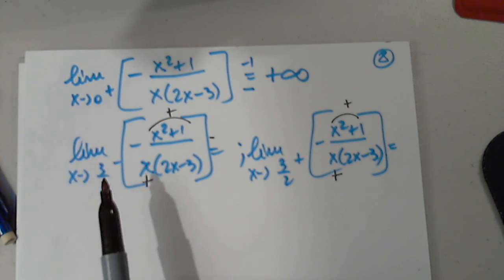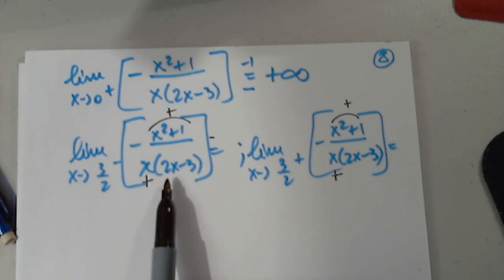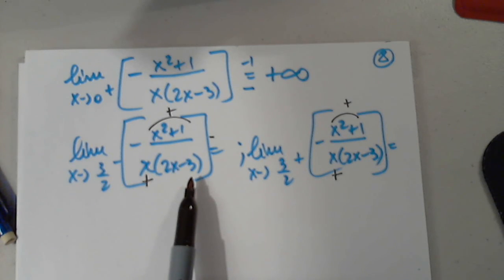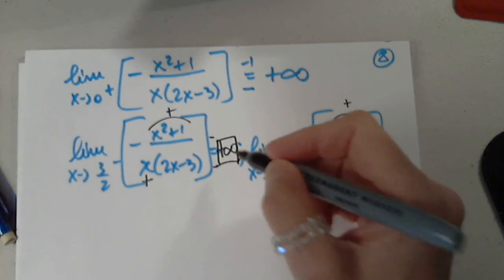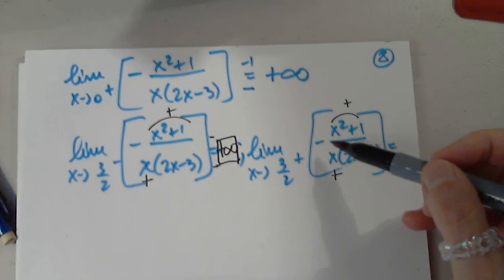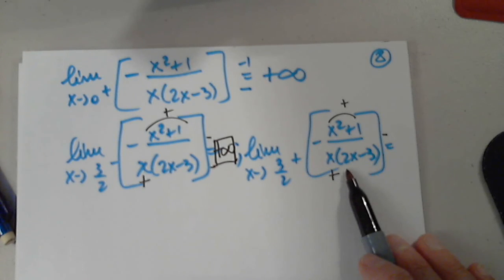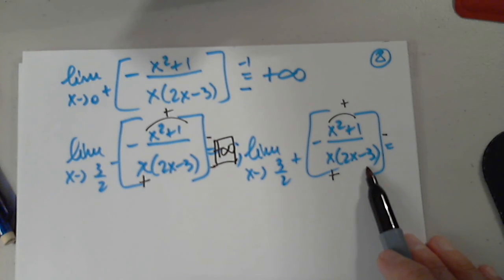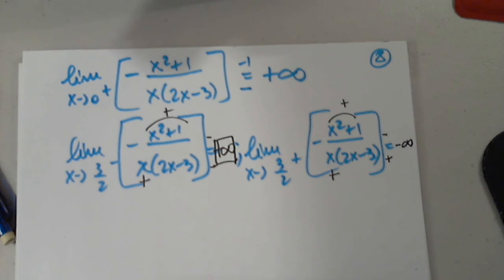And smaller than 3/2 is like 1.4. 2 times 1.4 will be lower than this. I mean, negative 3 will overcome it. So it's negative. So the answer is positive infinity. Now the top, it's still negative. Now this is 1.6. But 2 times 1.6 minus 3 will be positive. So this is negative infinity.